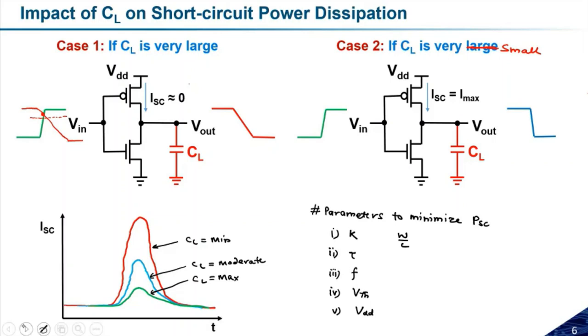Now let us talk about a different kind of power dissipation, and that kind of power dissipation we call the static power dissipation.